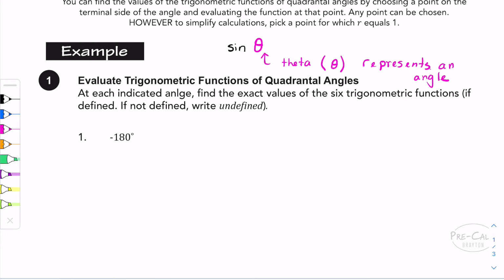Okay, number 1 says evaluate trig functions of quadrantal angles. At each indicated angle, find the exact value of the 6 trig functions, if defined. If not defined, write undefined. So we're talking about the 6 trig functions that we learned about last lesson. So you want to identify the point where the terminal side of the angle intersects the unit circle. And we're going to use the chart above to identify this.